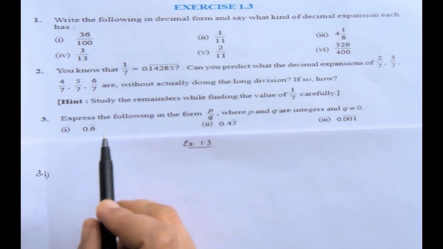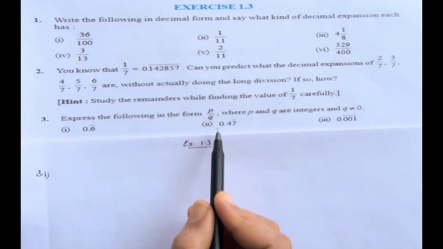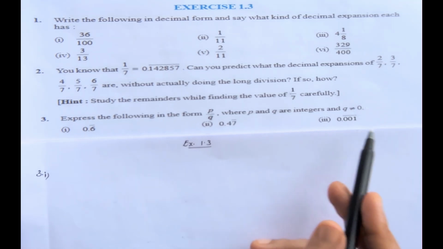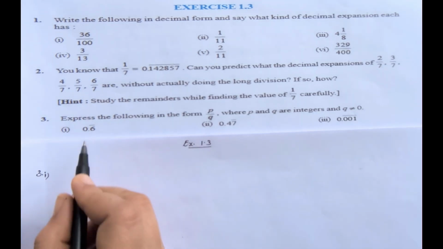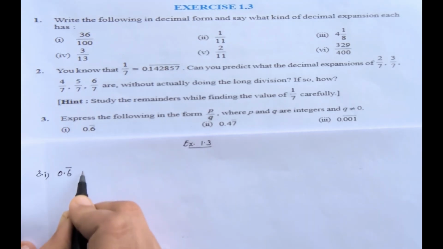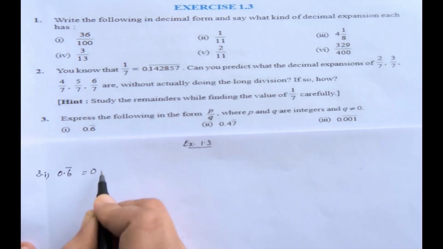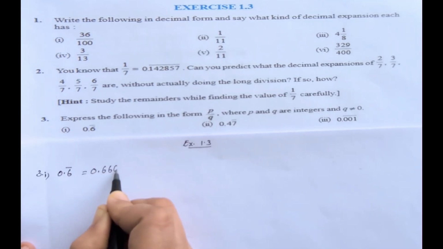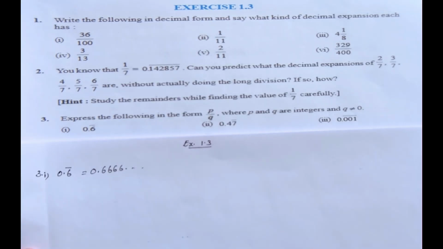Question number 3. Express the following in the form of p by q, where p and q are integers and q is not equal to 0. First one, 0.6 bar. 6 bar means that digit is repeating: 6, 6, etc. It is going on like that.